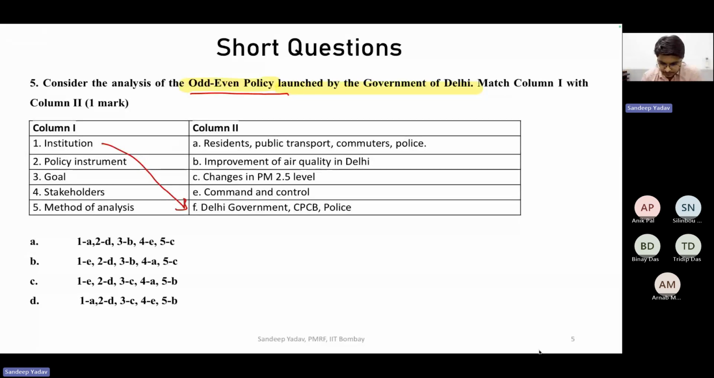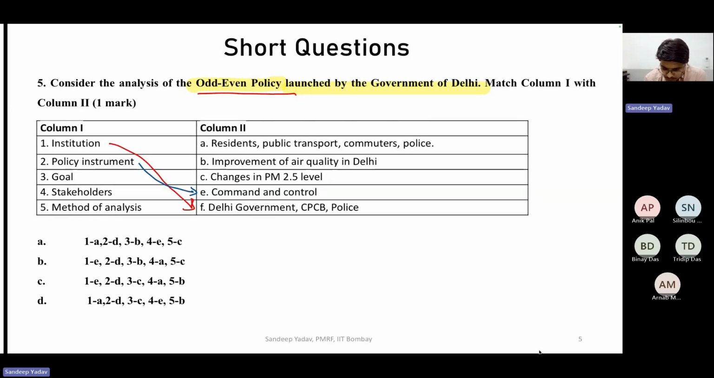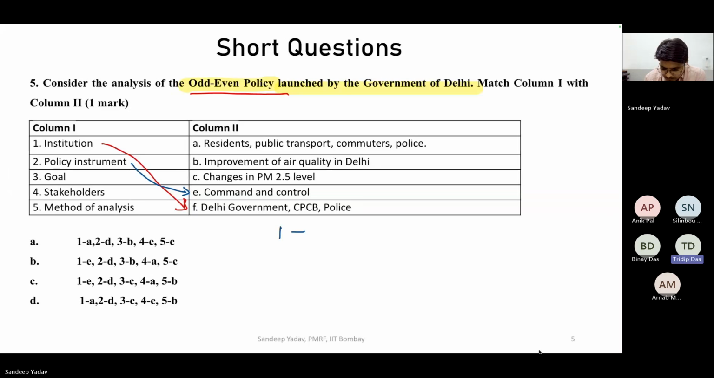So institutions, we are clear. Institution is the Delhi government. Second thing is policy instrument. What is policy instrument? Command and control. Correct. So first one is E, second one is D. Basically it is D, it is E, it's wrongly written.